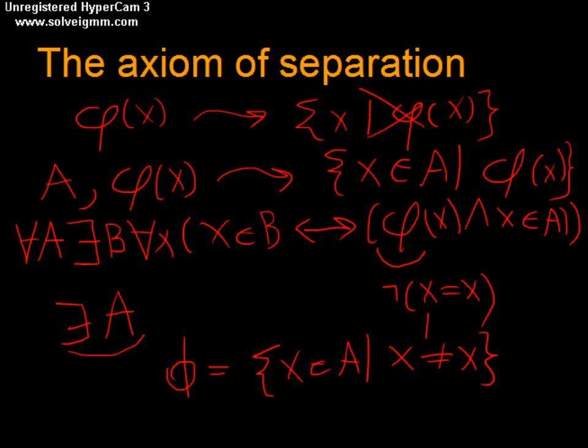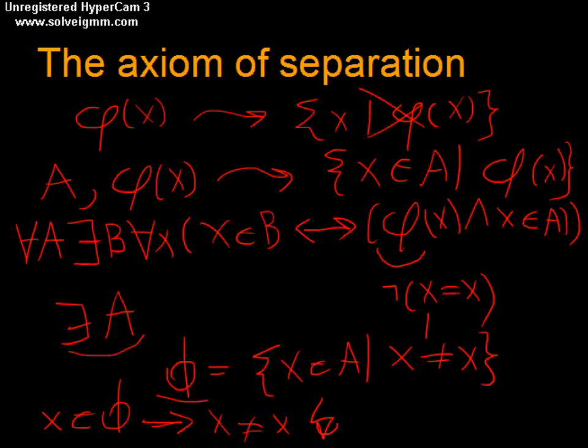Indeed, suppose that this set has an element. So suppose that some x is an element of this set, then it must satisfy that x is not equal to x. But this can never be satisfied. So this is a contradiction. So there cannot be an element of this set. So it is indeed an empty set. Now, is this empty set unique? Is there a unique empty set?